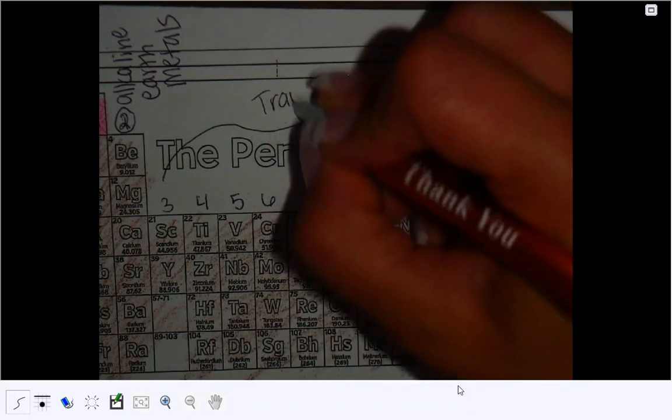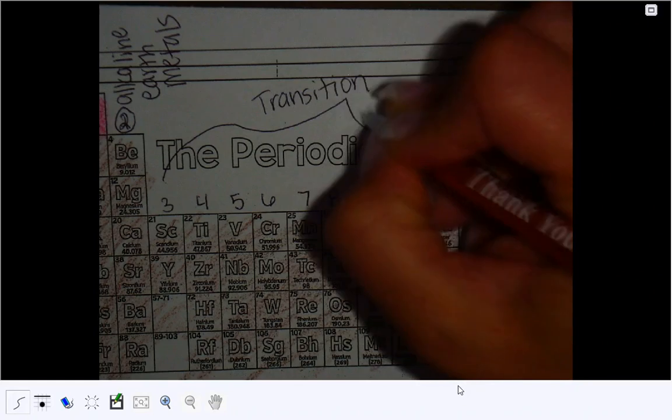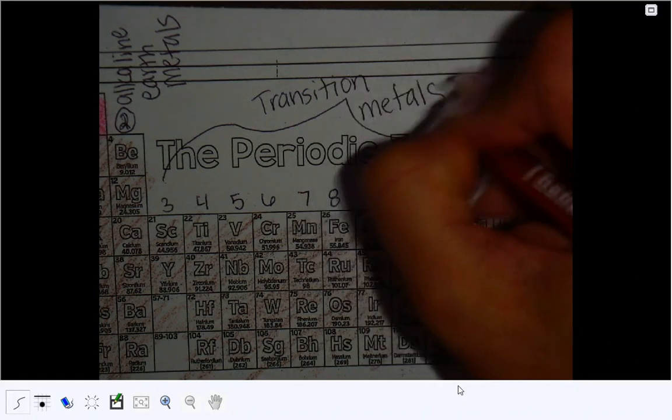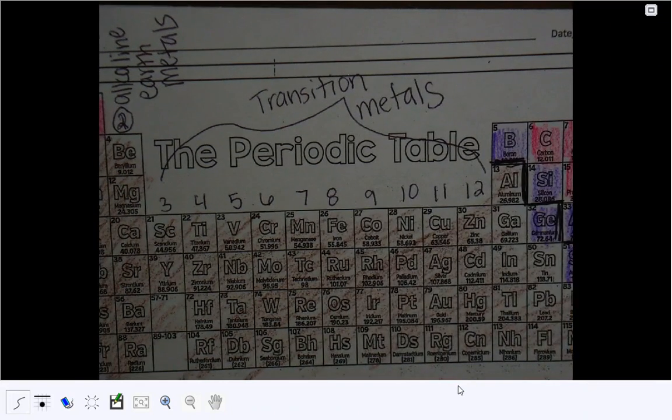Now they don't get fancy names, so you can just kind of make a little bracket. These are known as your transition metals. Transition metals.